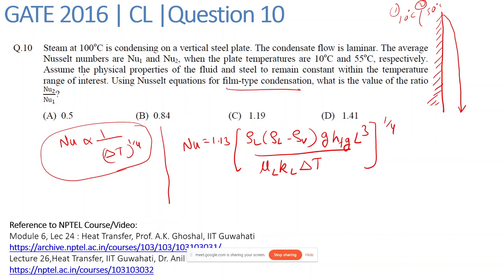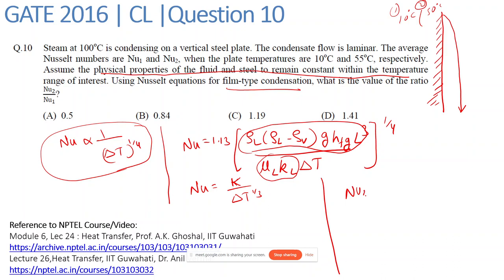And in this question we have been given that the physical properties of the fluid and steel remain constant within the temperature range of interest. So ultimately all these parameters will remain constant. So we write this as Nusselt's number is equal to K upon delta T raised to 1 by 4, where K is my proportionality constant. So now for both the cases we can write that Nu2 upon Nu1 is equal to delta T1 upon delta T2 raised to 1 by 4.